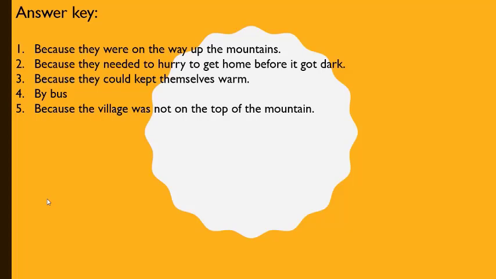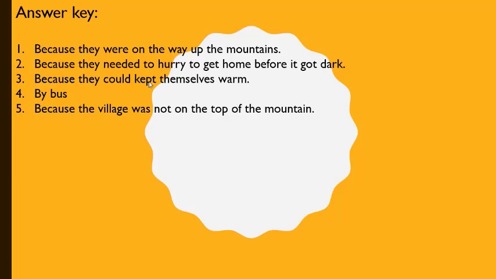And number 3, the snow didn't make the boys cold because the boys could keep themselves warm. This one is could keep, everyone. This one is keep, not kept. Because they could keep themselves warm. After the verb could, verb infinitive, keep.